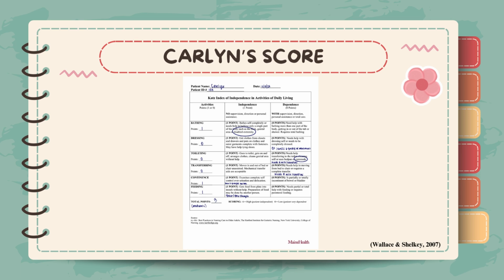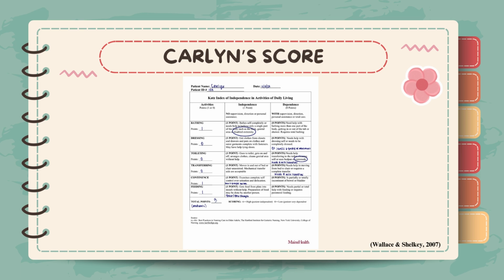And then continence, we gave her a 1 because she did state in the interview with the therapist that she went to the bathroom the night before, like she woke up and went to the bathroom. So we know that she knows when she has to go to the bathroom and can at least control it long enough to get to the bedside commode.